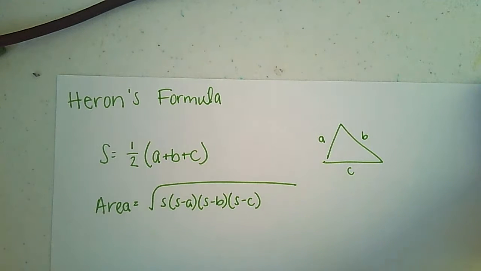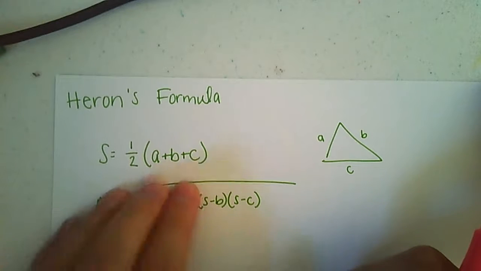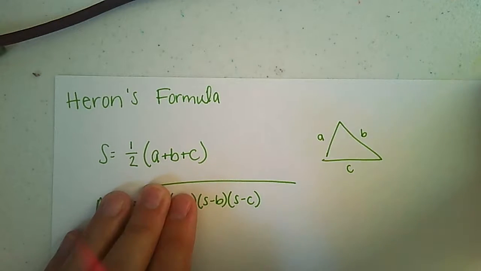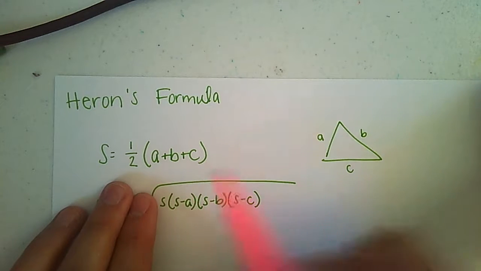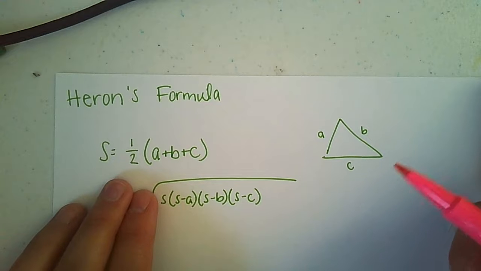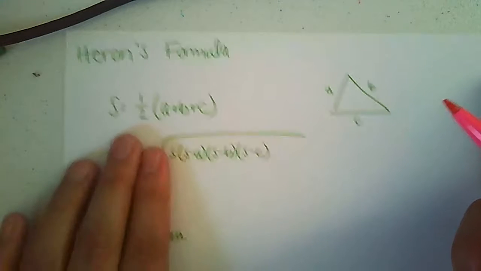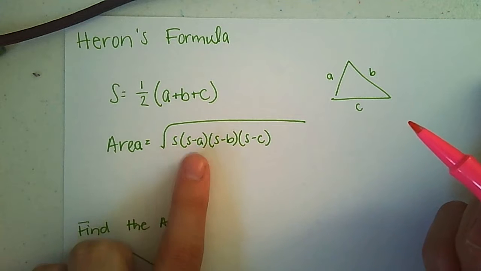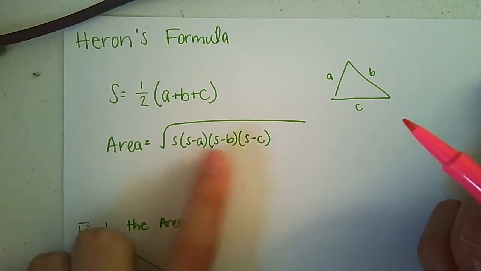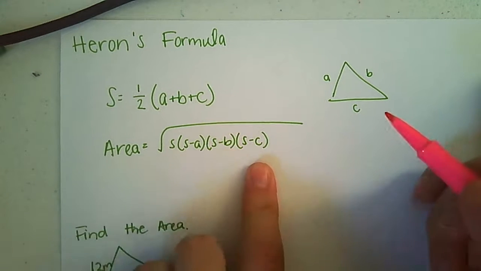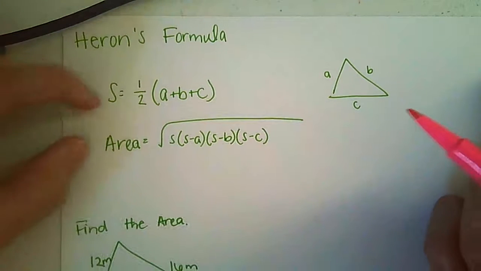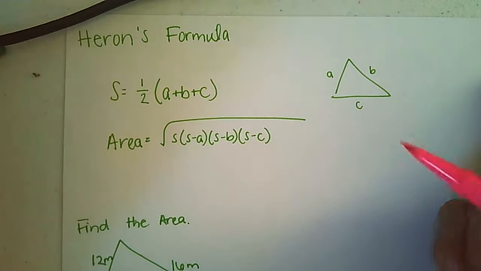All right, so like I said, there's two pieces to this formula. The first one is S. To find S, you take half of the perimeter, essentially. So you take half of A plus B plus C. That's how you find S. Again, it's like half the perimeter. And then to find the area, we take the square root of S times S minus one of the sides times S minus another side times S minus the last side. I'll show you what I mean with that. Again, I would definitely recommend writing these down.